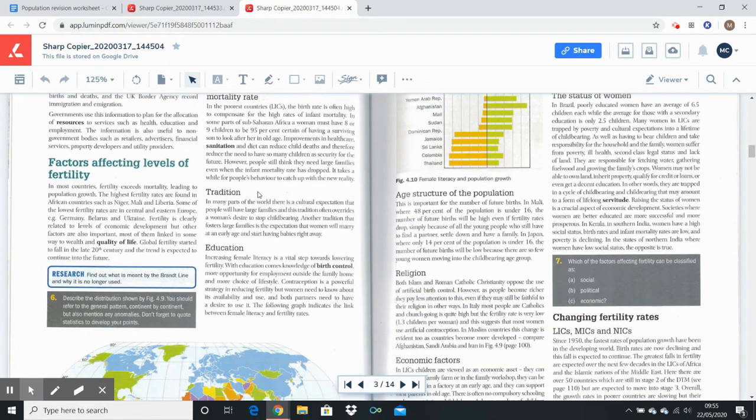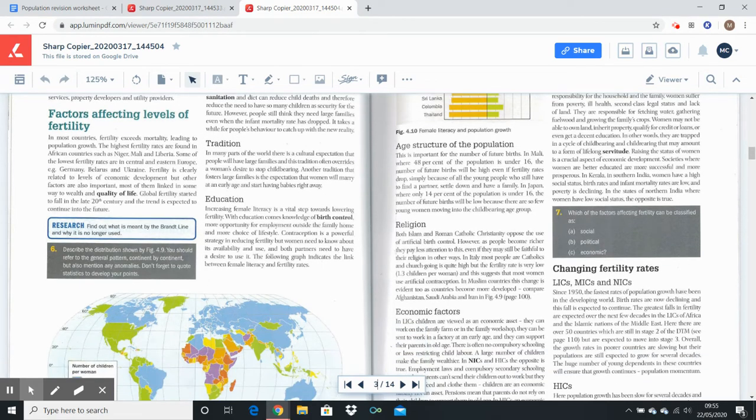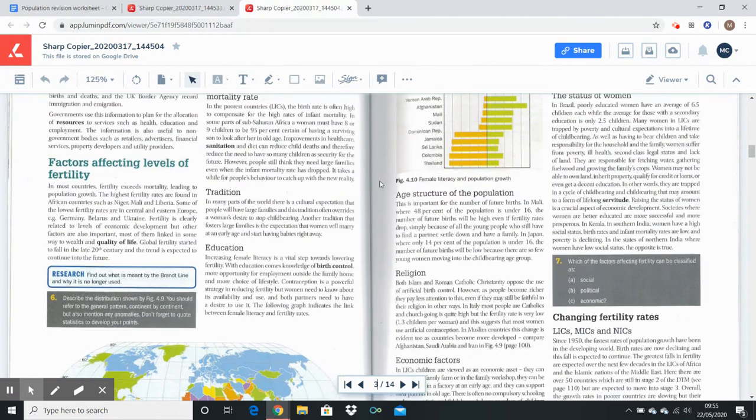Tradition, having large families. Women with a desire to have larger families, more of a tradition in some cultures. Education. This can lower fertility rates. The more educated someone is, the fewer children they tend to have. Birth control, education and so on tend to mean fewer children. Age structure of the population. If you've got a more elderly population, like Japan, for example, it says here only 14% of the population are under 16, and the future fertility rate is expected to be a lot lower. Whereas in Mali, 48% of the population is under 16, so you can expect a higher fertility rate in the future.